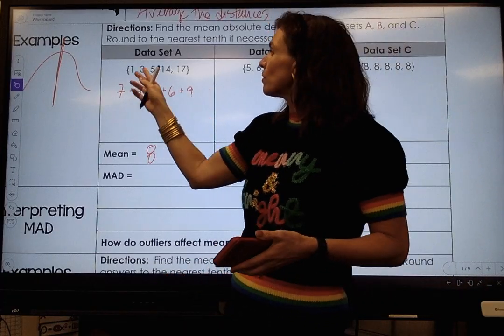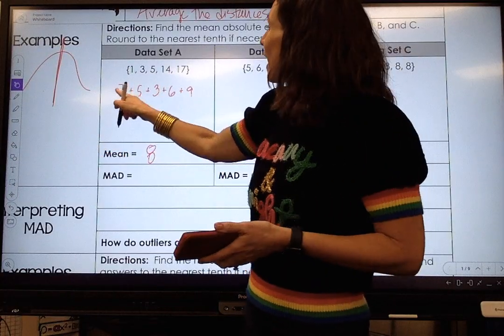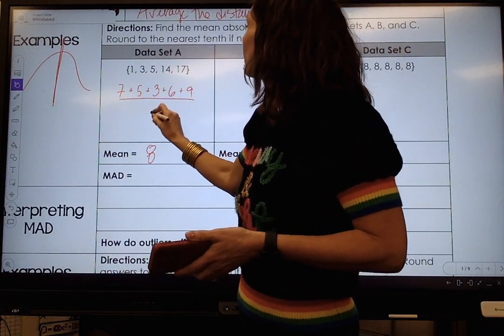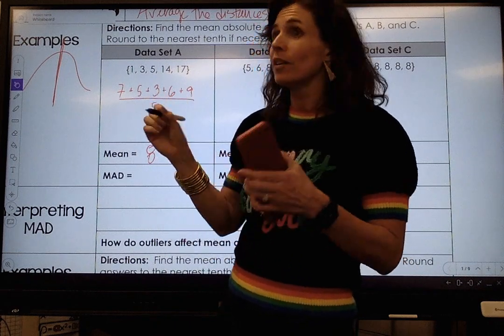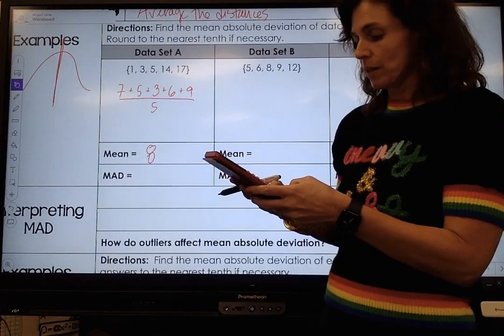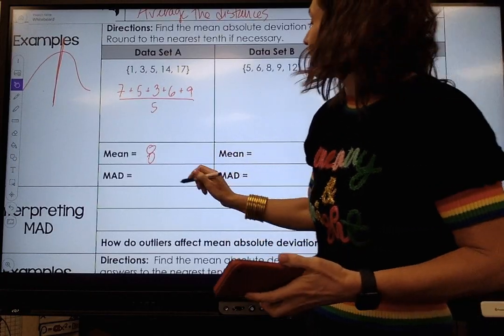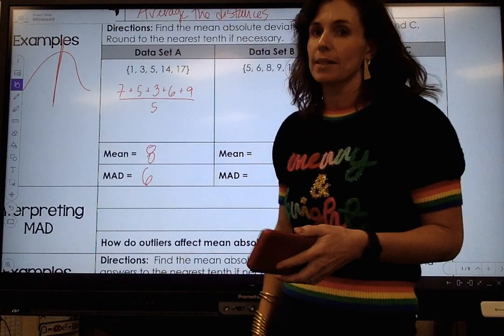So now these are the distances, and the mean absolute deviation is where I add them up and divide by the number set, because now I'm going to average the distances. So I'm going to do 7 plus 5 plus 3 plus 6 plus 9 divided by 5, and I get a MAD score of 6.